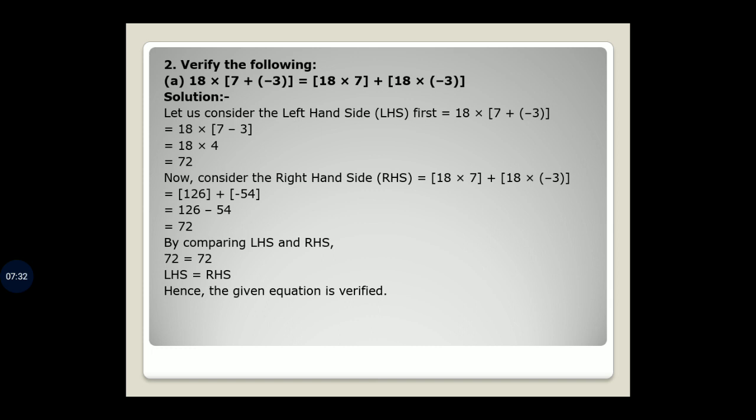Next problem, that is verify the following. Here we can apply the distributive property, that is 18 into 7 plus of minus 3 gives you 18 into 7 plus 18 into minus 3.